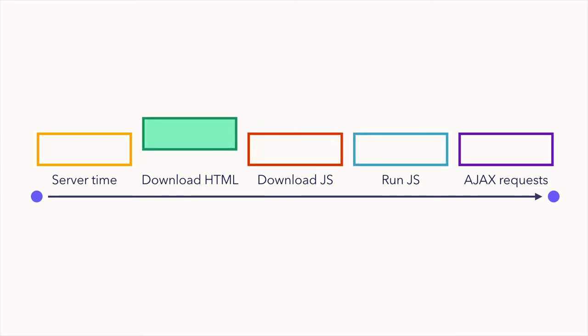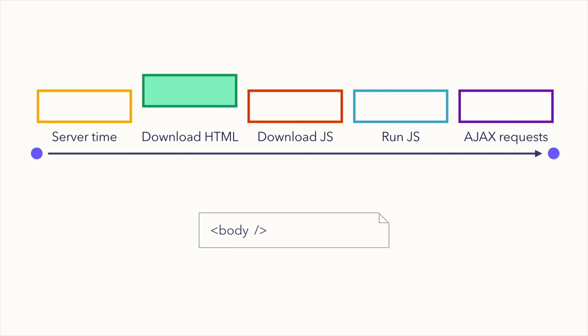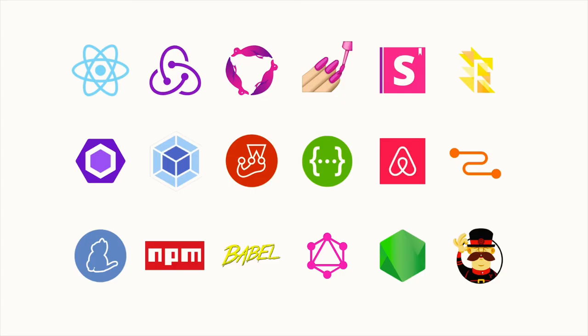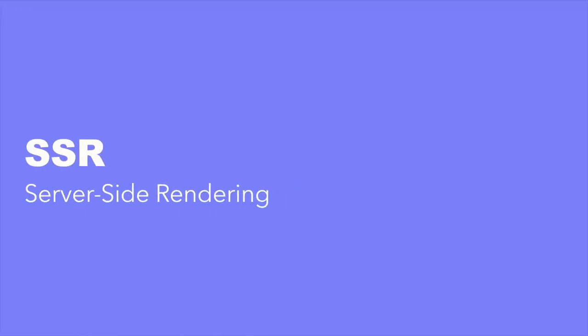Maybe here in the download HTML, instead of returning an empty body, maybe we can actually return meaningful HTML, like, you know, divs and spans and pictures, HTML. Now, if we think about it, this is how the web used to work. This is what we did for 20 years. But of course, we still want our new awesome stack, right? We still want our happy developers. And you see where this is going. This is going to server-side rendering.